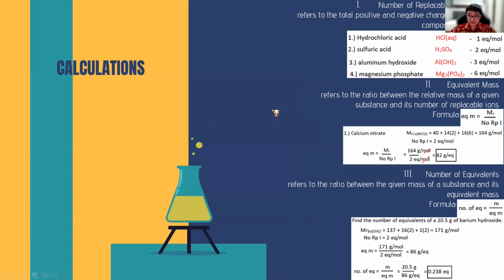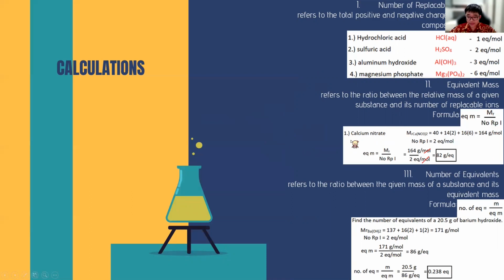For the second one, we have equivalent mass. It refers to the ratio between the relative mass of a given substance and its number of replaceable ions. The formula for the equivalent mass, which is EQ, is equal to the molar mass over the number of replaceable ions. The unit for this is g over EQ.